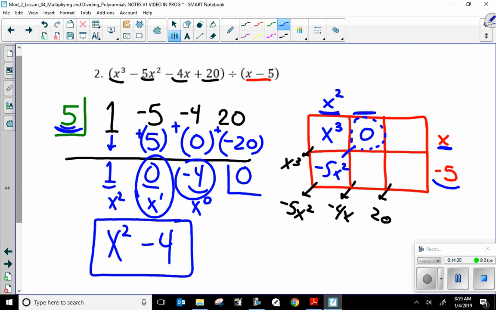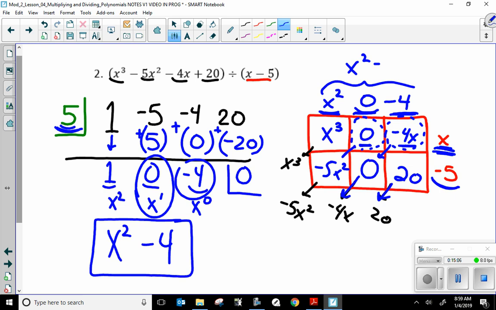What do I multiply x by to get 0? 0. 0 times anything is still 0. What do I add to 0 to get negative 4x? Well, how about negative 4x? And what do I multiply x by to get negative 4x? A negative 4. And if I multiply negative 4 times negative 5, I get 20. They match perfectly, so there's no remainder. And my answer is x squared minus 4.